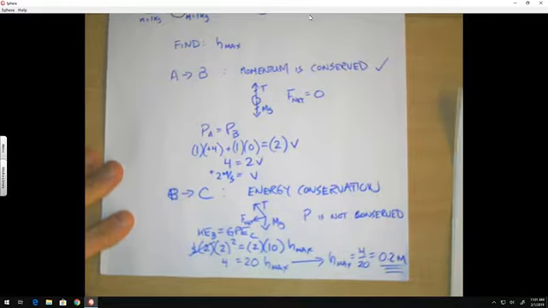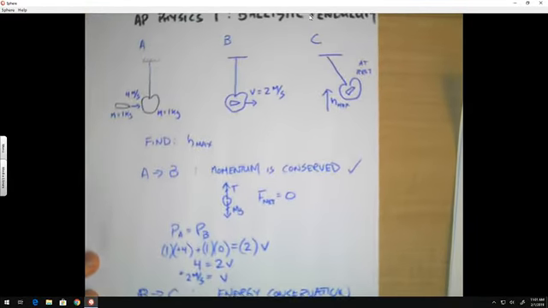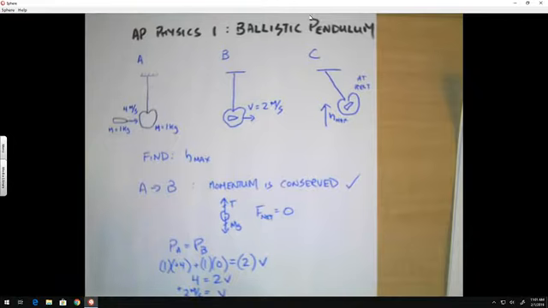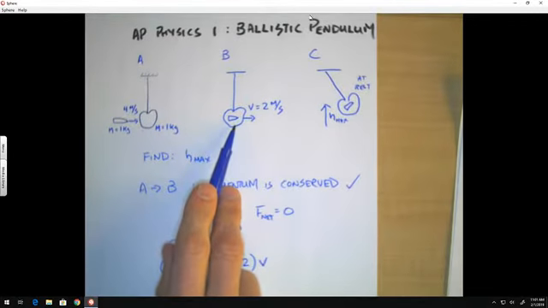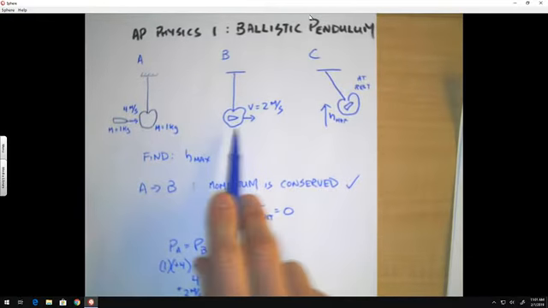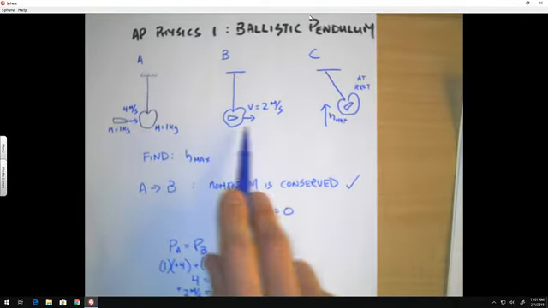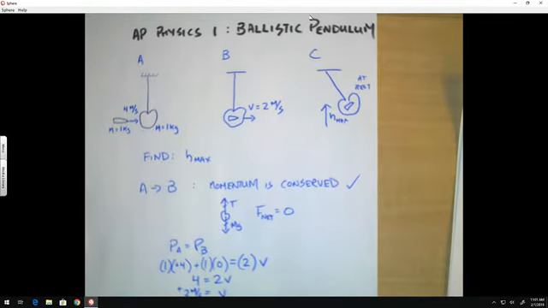So, kind of to summarize here, what we did with this problem is we had to split this problem into two parts for the ballistic pendulum. We used momentum conservation for the collision part because there was no net external force, and then we had to use energy conservation for the swinging part because there was a change in gravitational potential energy. And then we kind of had to work through those steps.